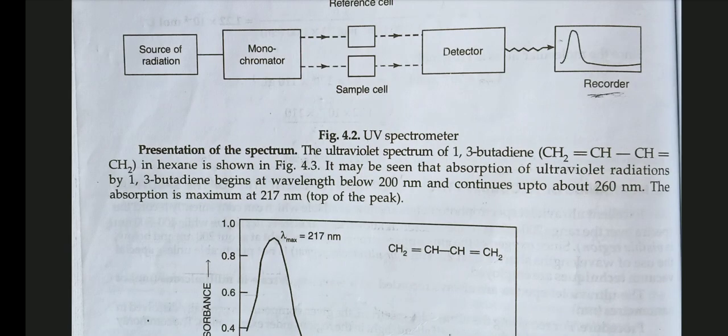It may be seen that absorption of ultraviolet radiation by 1,3-butadiene begins at wavelengths below 200 nanometer and continues up to about 260 nanometer. The absorption is maximum at 217 nanometer, the top of the peak.